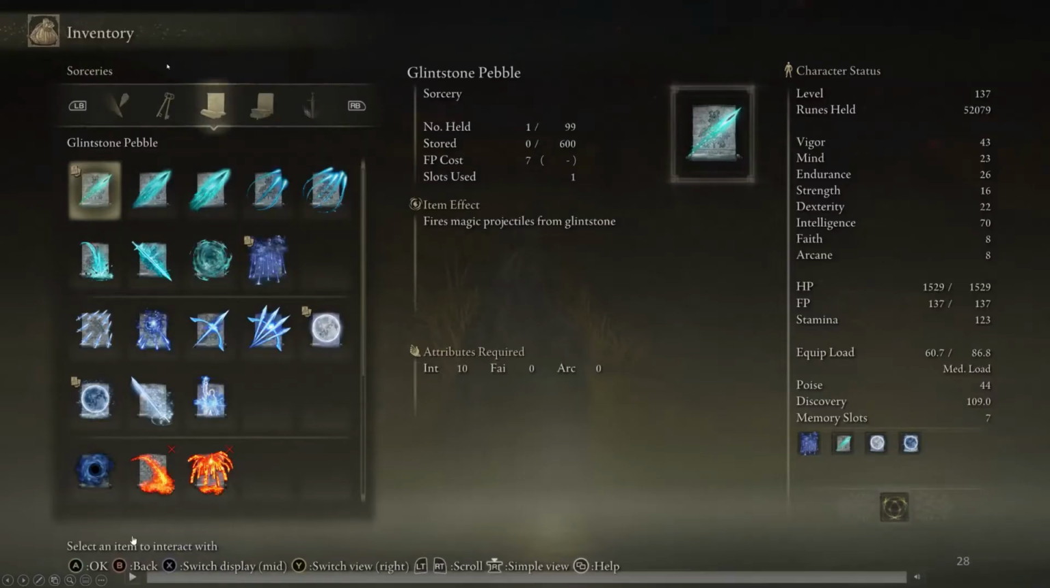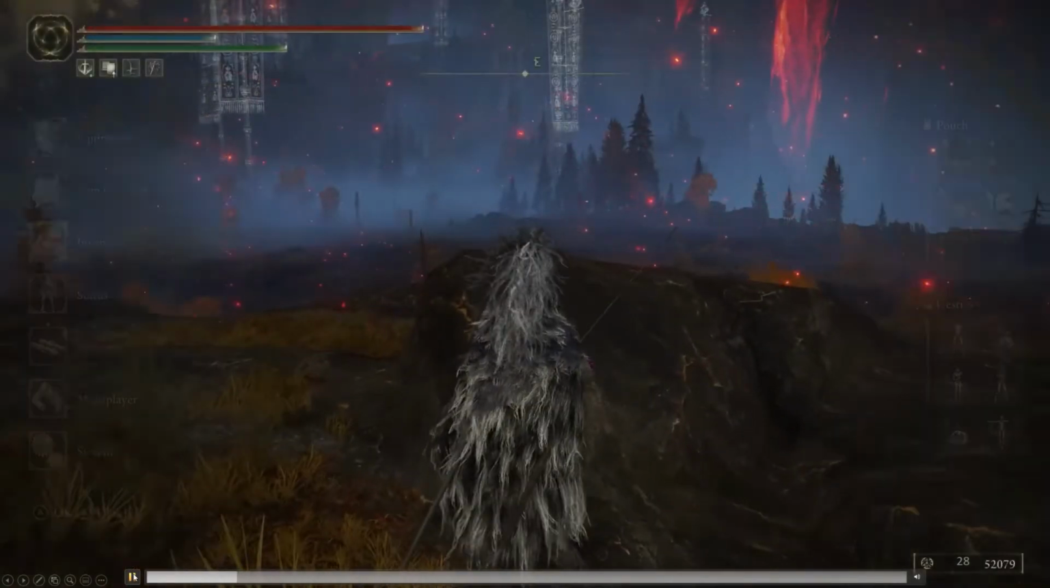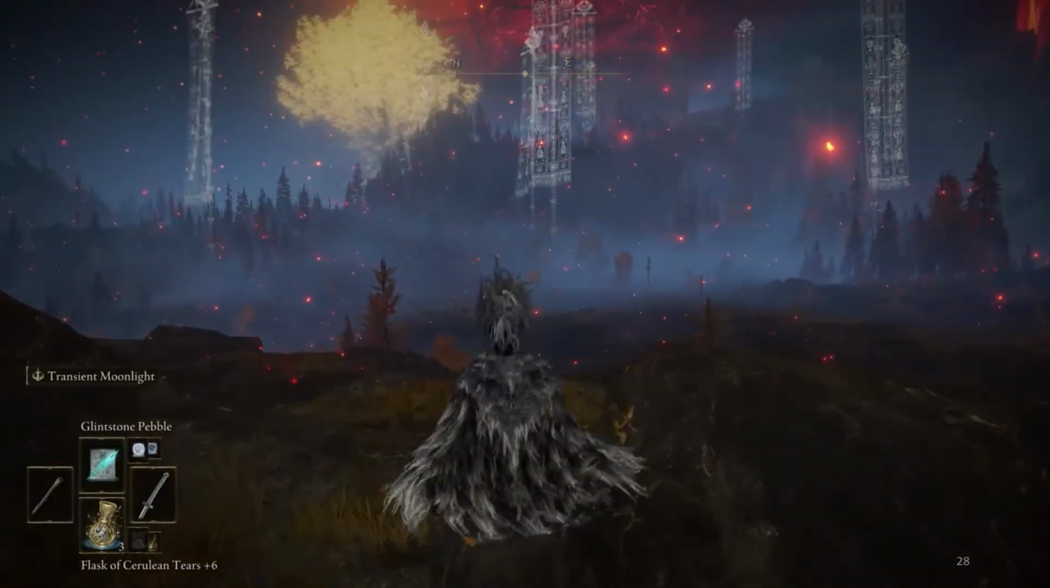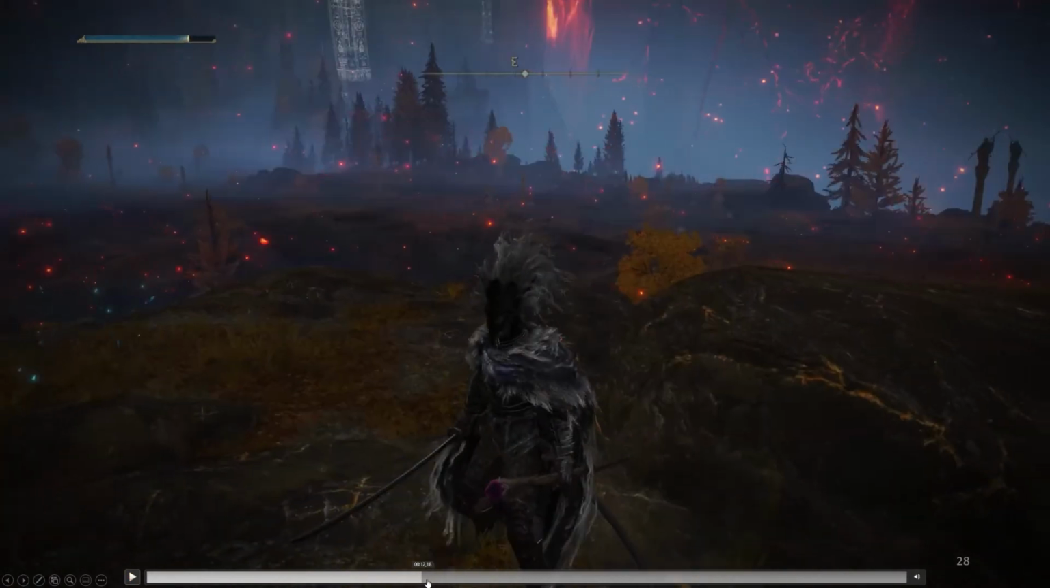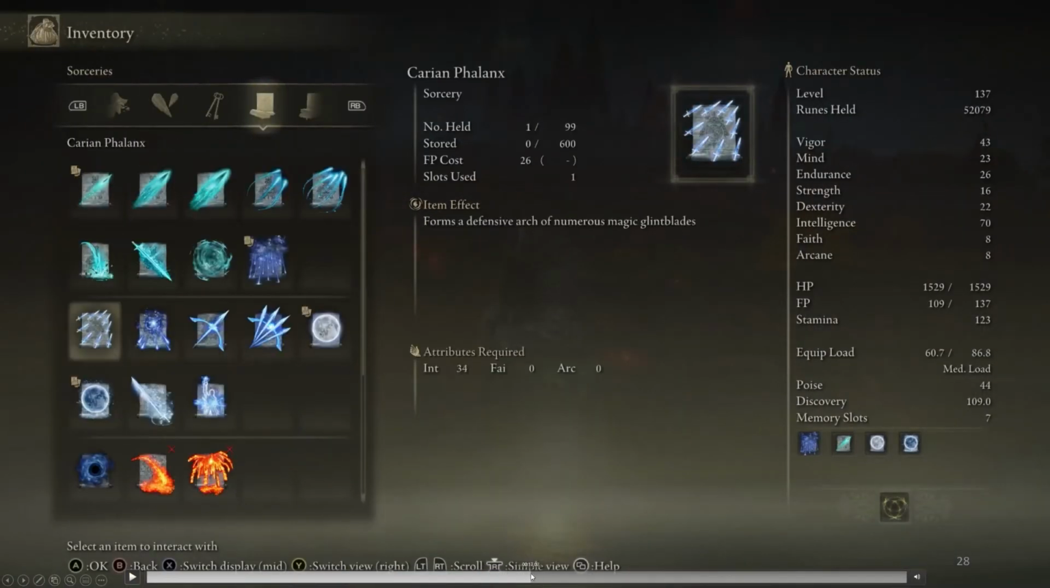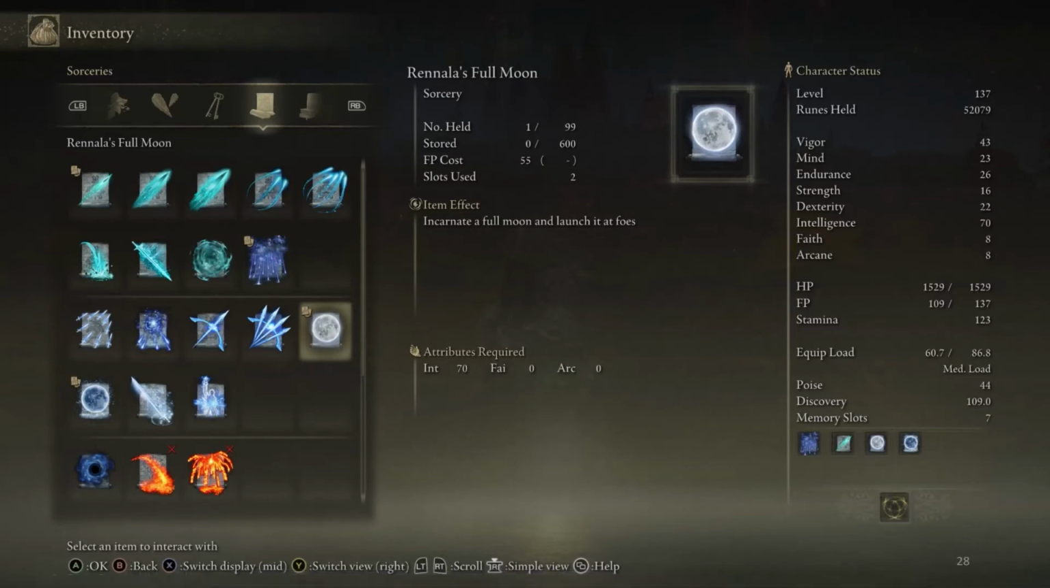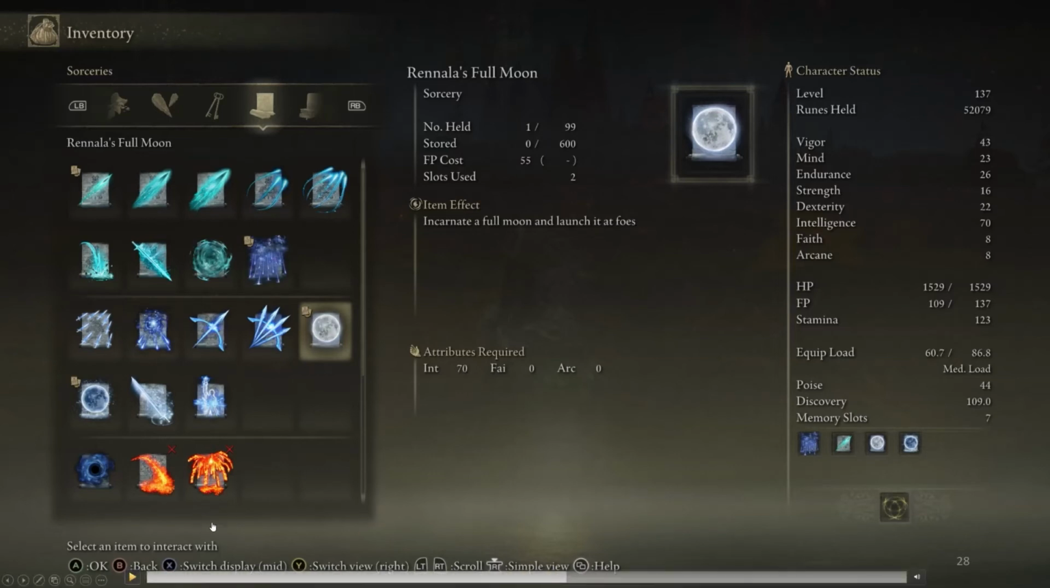So for example here I want to show you 2 sorceries in Elden Ring. The first one is a basic one you get at the start of the game. It requires 10 intelligence, and it's just a very basic sorcery that's just damaging the enemies. It looks something like this. But we also have another one that requires 70 intelligence, which is an insane amount of levels to get. It takes a lot of time, but it's called Renala's Full Moon.